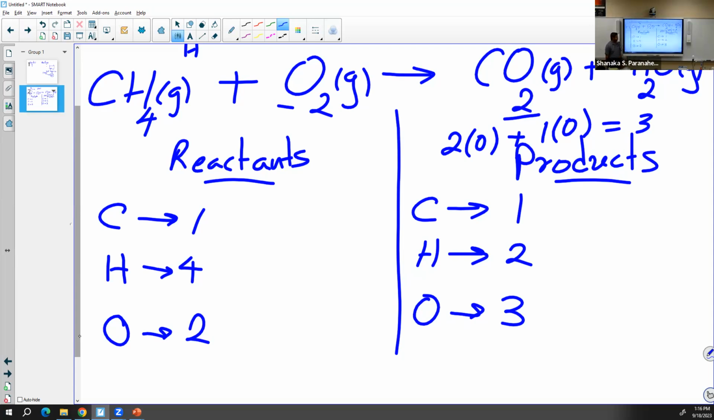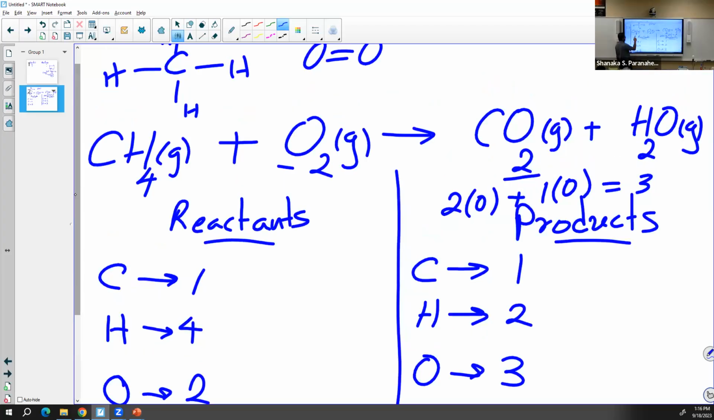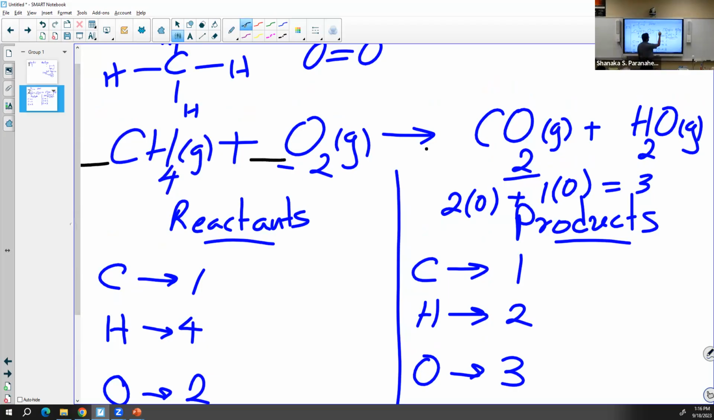Now we are going to balance this reaction. When you balance a chemical reaction, you can't change any of these subscripts. You can't touch those subscripts. The only thing you can change is the number in front of a molecule. You can put any number in front of a molecule, so you can have 1 water molecule, or 2 water molecules, or several oxygen molecules. These numbers are called stoichiometric coefficients.